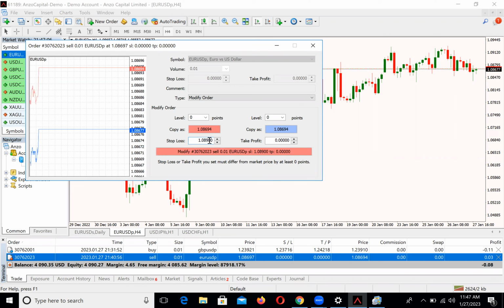Right, let's not waste so much time on this. All right, take profit. The entry price is 1.08697. To get the take profit, you multiply the 102 by 10, and subtract that figure from your entry price to get your take profit price. So what would that be?